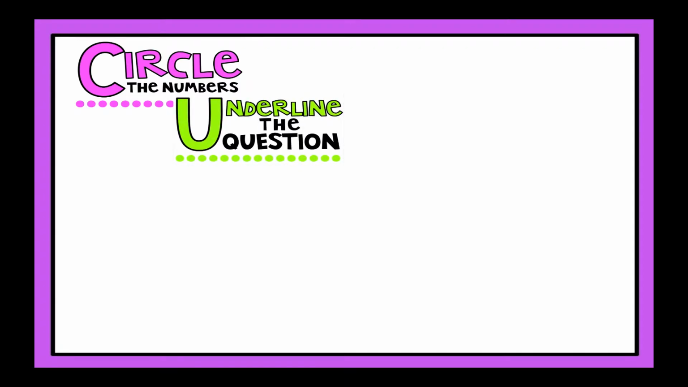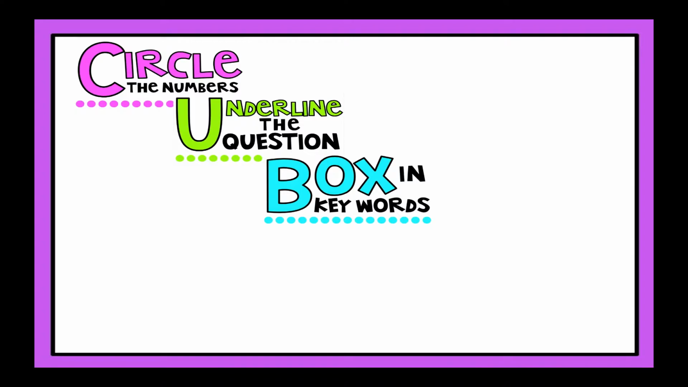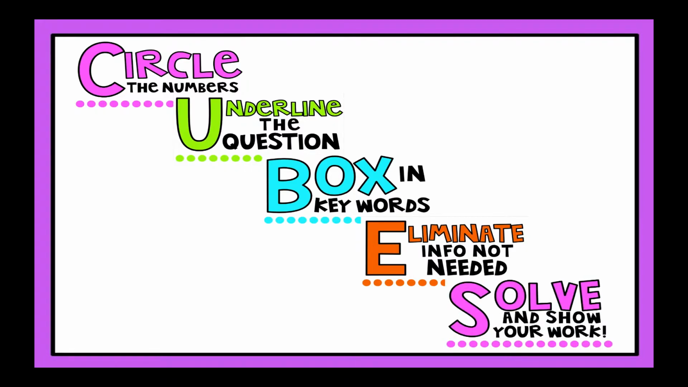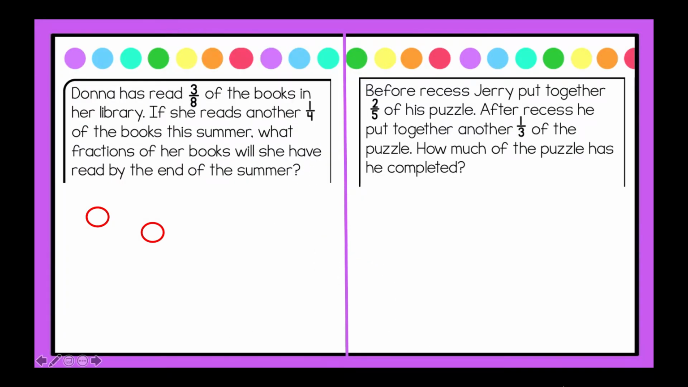So the first step right here we have is C for circling the numbers, U underlining the question, B for boxing in the keywords, E for eliminating the info that is not needed, because you and I both know people like to put a bunch of extra junk in word problems just to try to trip you up. And then finally S for solving and showing your work, and then putting it all together to make CUBES. So let's use that strategy here.